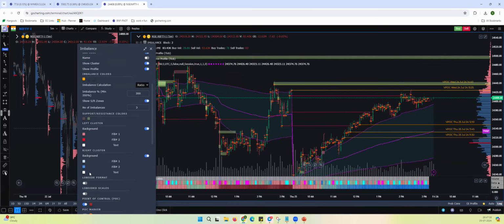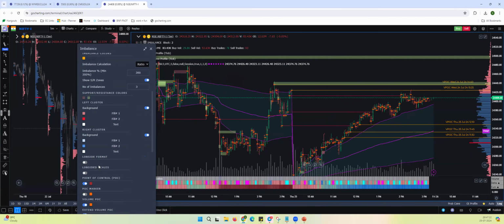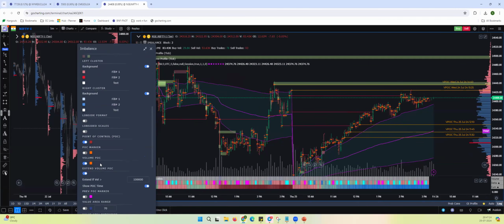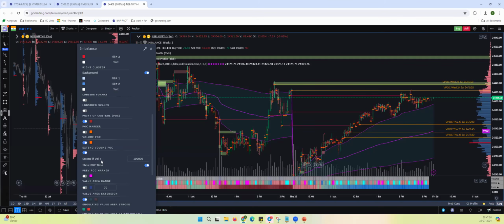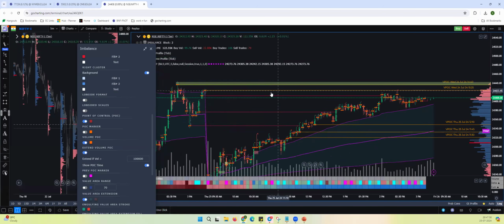And then you can change the color, from white to black, black to white, different colors, those sort of things. Again, POC, etc., you can do. There's an interesting thing here, extend if volume. So if you see view POC, I don't want to see all the POCs.